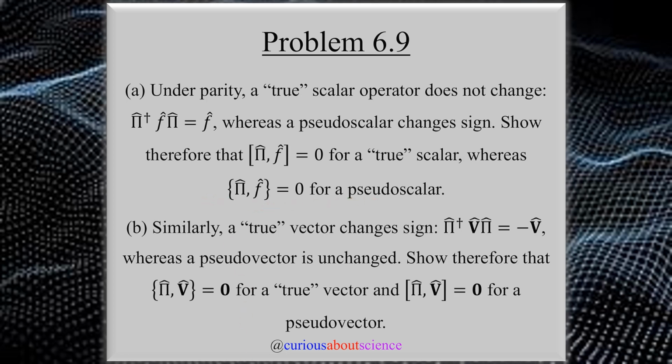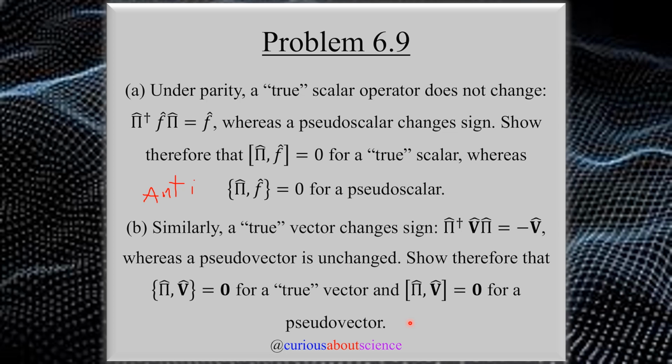This, by the way, is called the anti-commutator. Okay, not to be confused with Poisson brackets from classical mechanics. In part B, we're tasked with doing a very similar thing, except with true vectors and pseudovectors, stating that true vectors change sign and pseudovectors do not. Therefore, curly brackets equals 0 and commutator brackets equals 0 for pseudovectors.